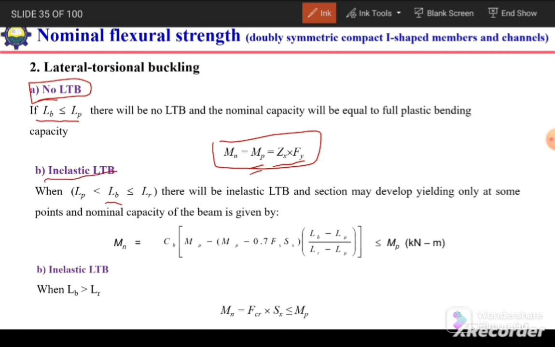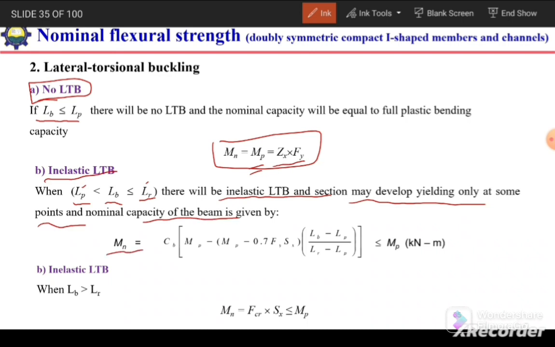So if Lb, the unbraced length, is greater than Lp but less than Lr, where Lp and Lr are the limiting values, I will define these factors Lp and Lr in the next slide. If Lb is greater than Lp and less than Lr, then there will be inelastic lateral torsional buckling of the member. In that case, the section may develop yielding at only some points, and the nominal capacity of the beam will be given by this one.